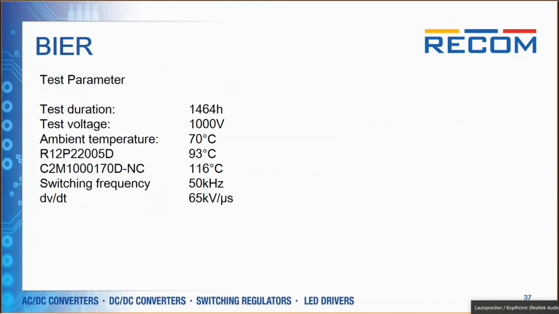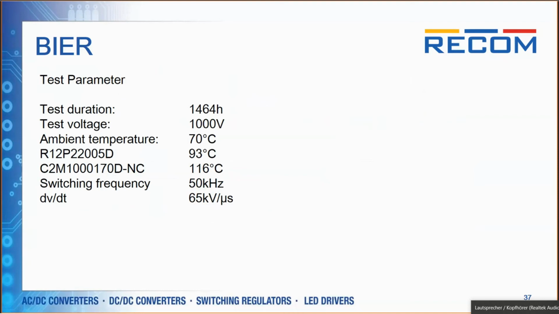So we made this test for 1,464 hours. We wanted to reach 1,000 hours, but it was in the winter season, so it also took part over the vacation. So the test voltage was, as mentioned, 1000 volt with an ambient temperature of 70 degrees. The R12P22005D had about 93 degrees. The limiting factor was the SiC MOSFET we used. Here we didn't want to have a failure because of this, so we kept the temperature at about 116 degrees.